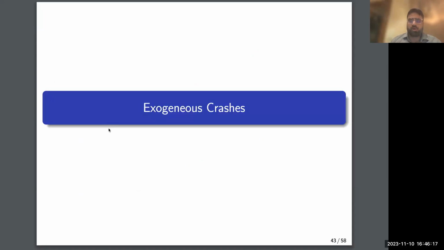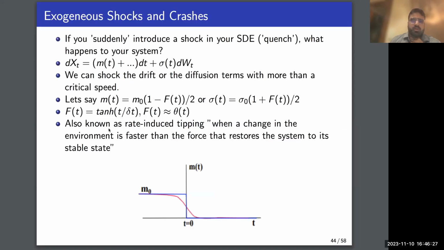Just a small note on exogenous shocks as well, even though this is not the subject of the current talk. It's something we can briefly touch upon, in that essentially one can model them also with an SDE formalism by using a sudden shock or a quench to this SDE. Essentially this shock can be to the drift term, mu, or it can be to the diffusion term, sigma, where the shock can be modeled as a hyperbolic tangent or even approximated by a theta function.